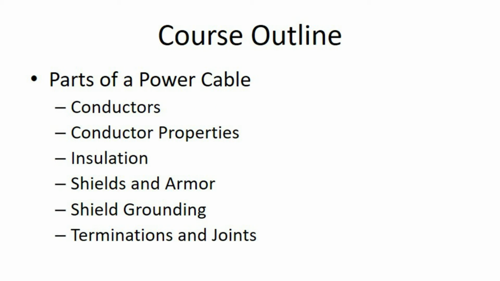Moving on from the fundamentals section, you will now look at the different parts of a power cable. So we will go over the conductors within a power cable, as well as its varying properties, the insulation layer of power cables, the shield and armor layer of power cables, shield grounding for power cables, and lastly, we're going to look at the various terminations and joints that you will see for power cables.